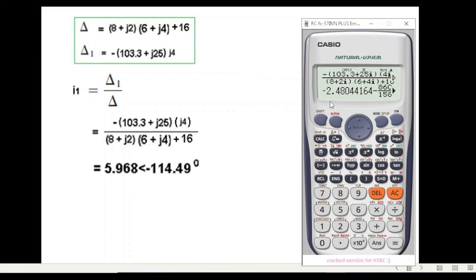Equal sign. Now this is in rectangular form. To go into polar, we'll use this complex function. So shift complex. R theta we want. So 3, equal sign. So 5.968, 5.968, and angle minus 114.49 or 52. So this is how you can calculate using your calculator in complex mode. I hope you have been able to follow this.